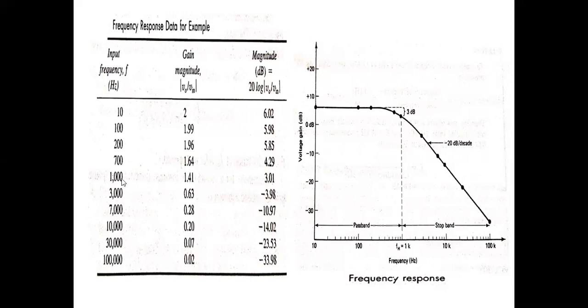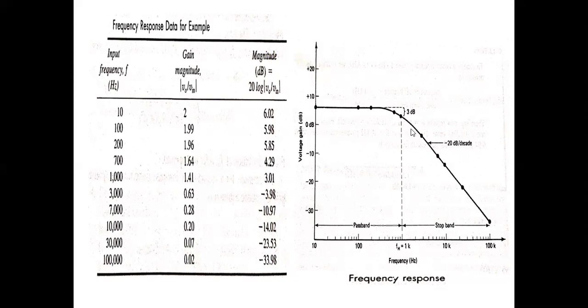Once again, continue the frequency response for 3 kilohertz, 7 kilohertz, 10 kilohertz, and so on. Calculate the gain in terms of magnitude as well as in terms of dB, and these are the values obtained. Now, using these values, plot the frequency response, that is frequency on the x-axis and voltage gain in terms of dB on the y-axis.